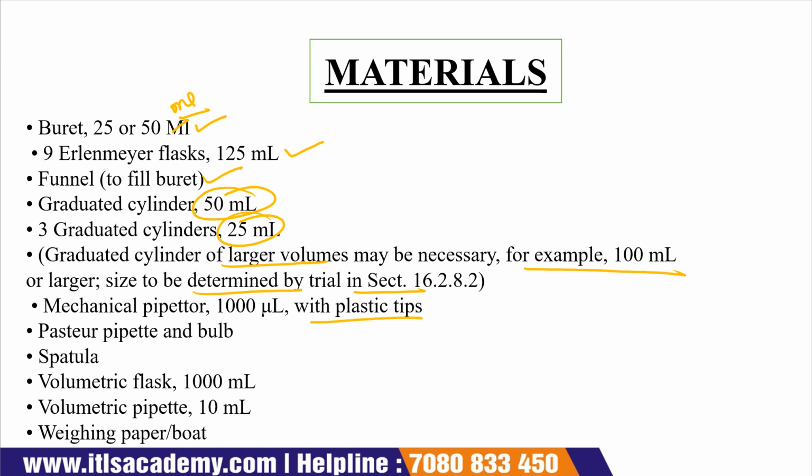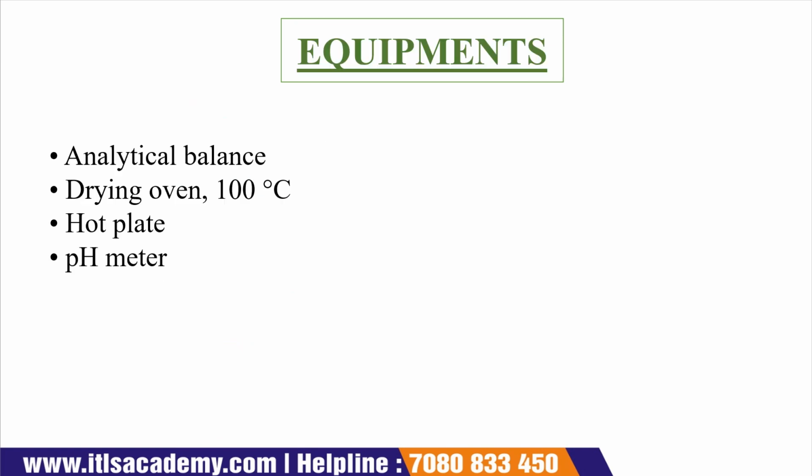We also require a Pasteur pipette and bulb, spatula, volumetric flask of 1000 ml, volumetric pipette of 10 ml, and weighing paper or boat. Now the next one is the equipment we require: analytical balance, drying oven whose temperature can reach 100 degrees Celsius, hot plate, and pH meter.